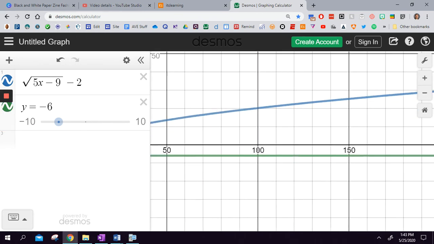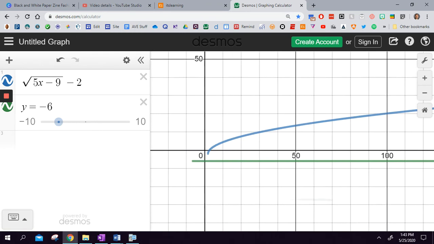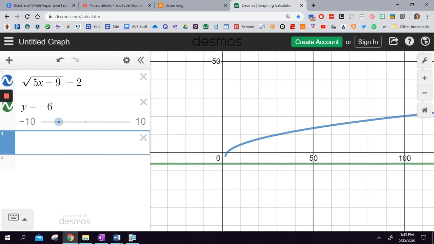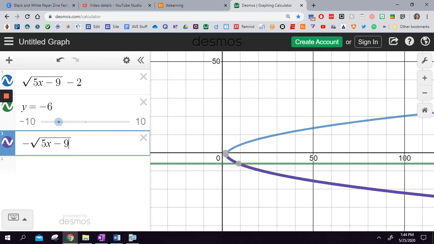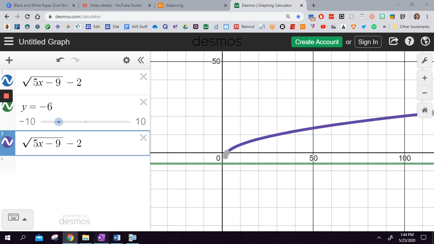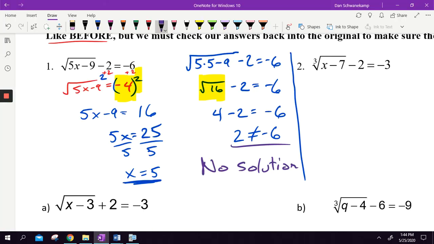If I zoom out, you can see that these two lines are never going to cross because it's not a negative version as well. If I put a negative version in there, negative square root of 5x minus 9, now they touch. Now they're going to intersect, but that's not what the problem said. The problem didn't have a negative sign there, so it's only going to be the top version, so they are not going to cross. So again, if you have to square a negative number to solve, it's not going to work.